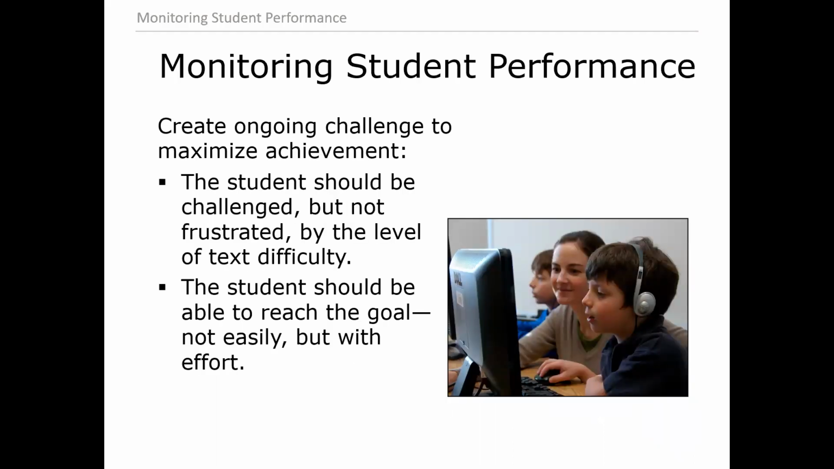Whenever you're monitoring student performance within Read Naturally Live, it's important that you're always trying to maximize achievement. You want students to make as much progress as possible. And we intuitively know that students will make more progress if we challenge them, right? But we can't make them frustrated. We'll lose them if they get frustrated. So we want the content that they're reading to be as hard as they can handle without getting frustrated. We want the goals that we set for them to be reachable, but not easily, right? And so finding that balance is a very big part of implementing Read Naturally Live effectively.